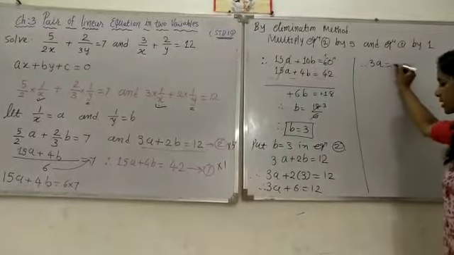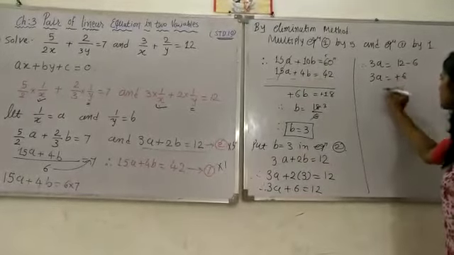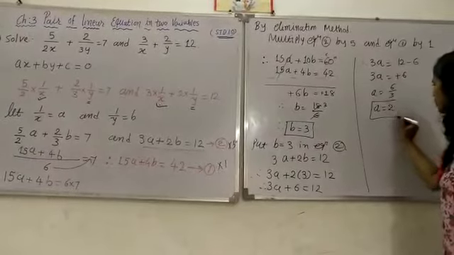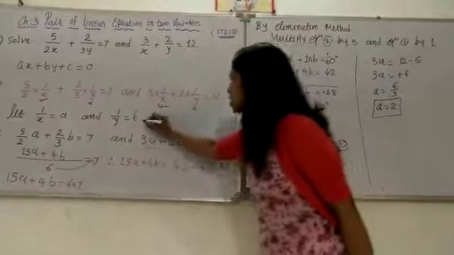So 3a is equal to 12 minus 6. 3a is equal to plus 6. So a is equal to 6 by 3. So a is equal to 2. After getting the values of a and b, put them in this supposition.